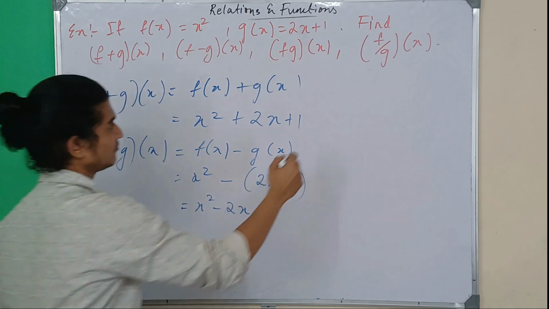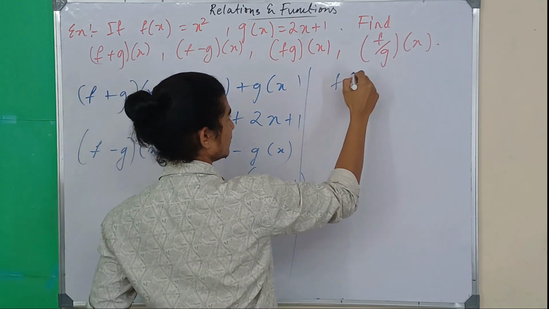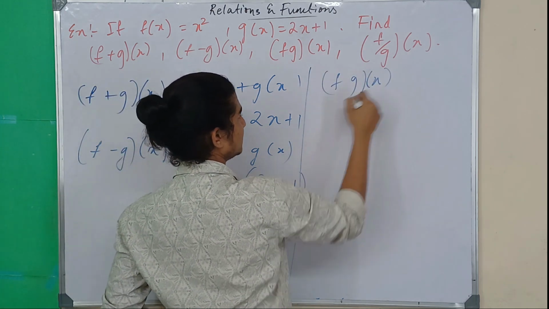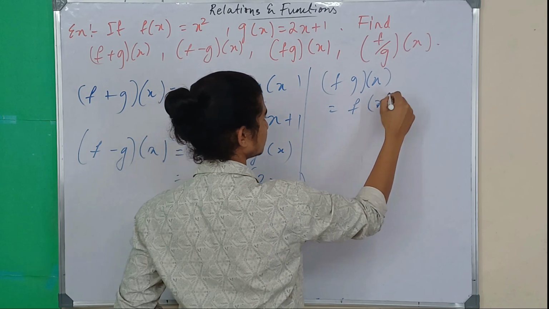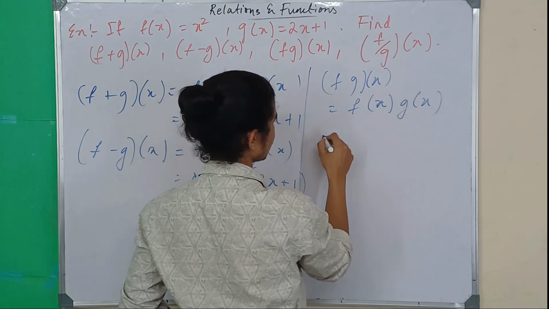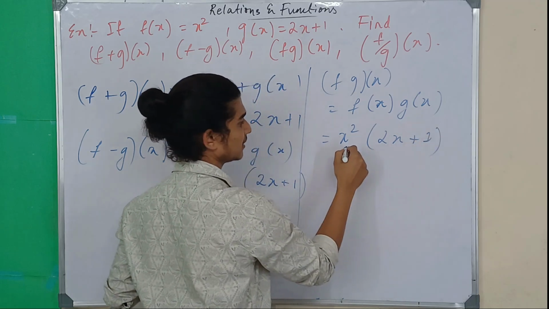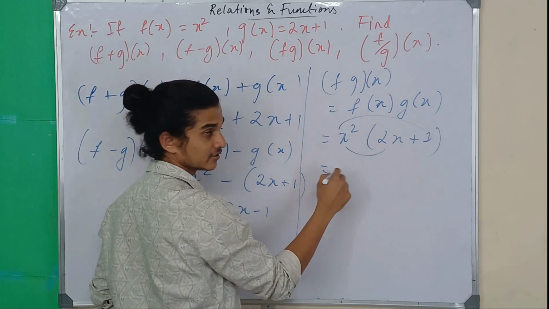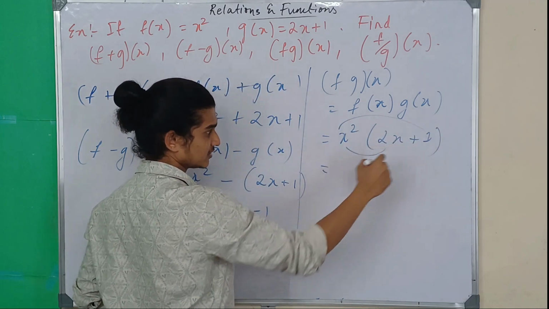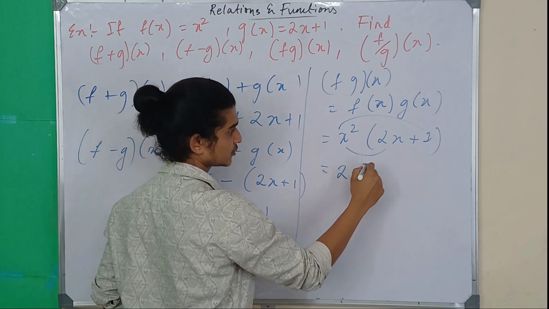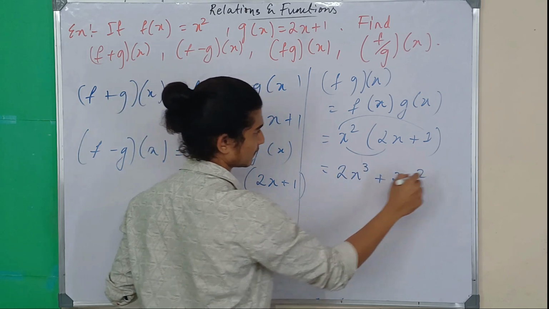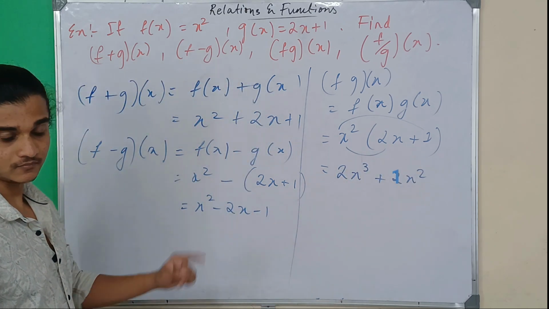Next is f into g of x. So f g of x is basically f of x into g of x. What is f of x? f of x is x squared, g of x is 2x plus 1. So if you multiply this to both internal terms, you're going to get something like this: 2x cube plus x square. So this was the third one.